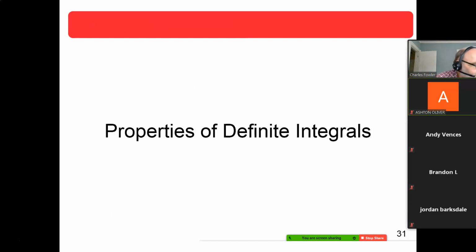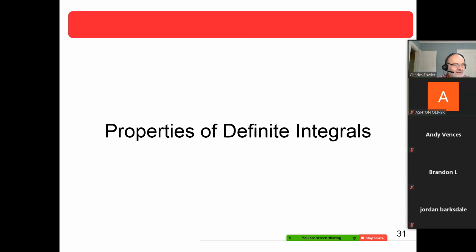Now, that was example 2 on page 309. We did theorem 5 on the bottom of 309, and we actually did example 3. Those are our 3 areas. Now we're moving to properties of definite integrals.